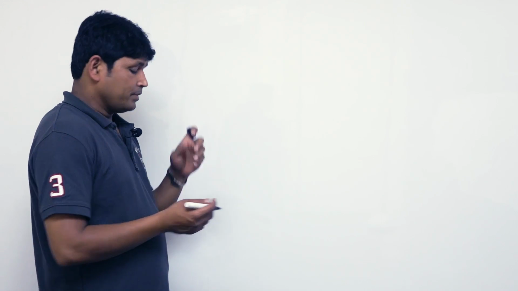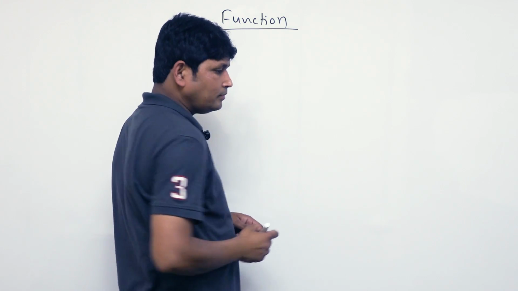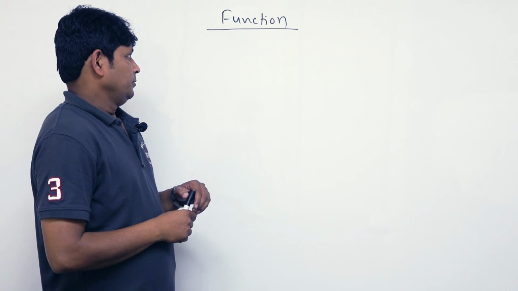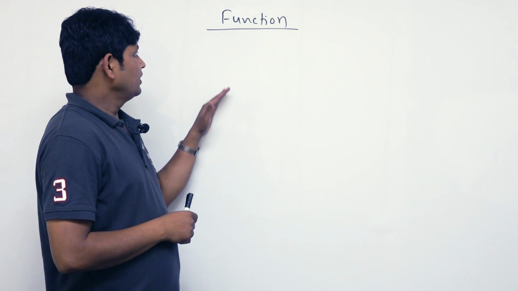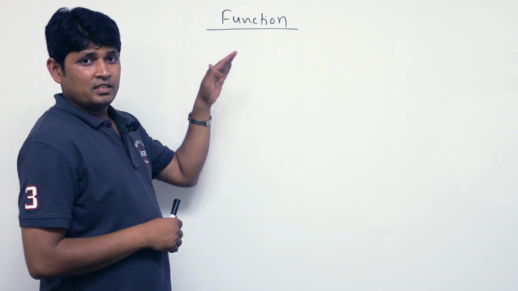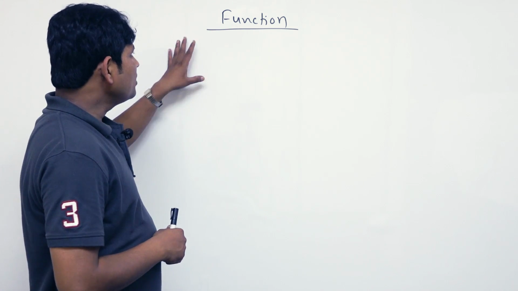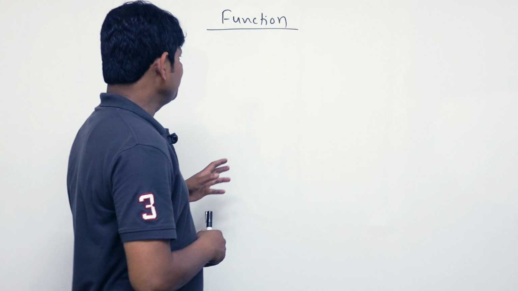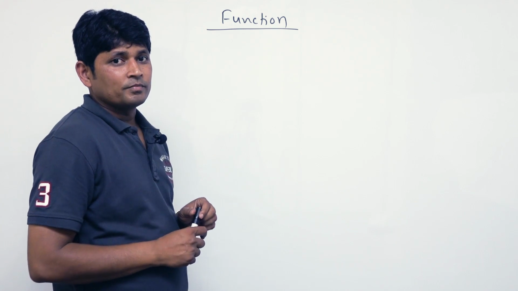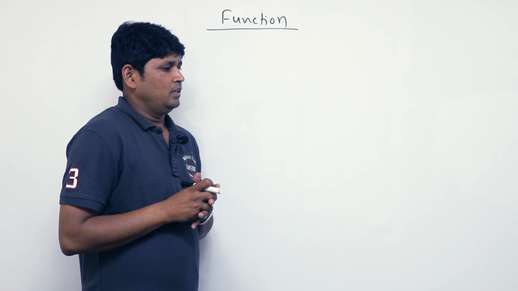Okay, now we have to start function. Function is the refined form of relation. Relation is the refined form of the Cartesian product, and function is the refined form of relation. So we have to define function now. How can we define function? Actually, what is a function? A function is an operator. A function is like a machine.